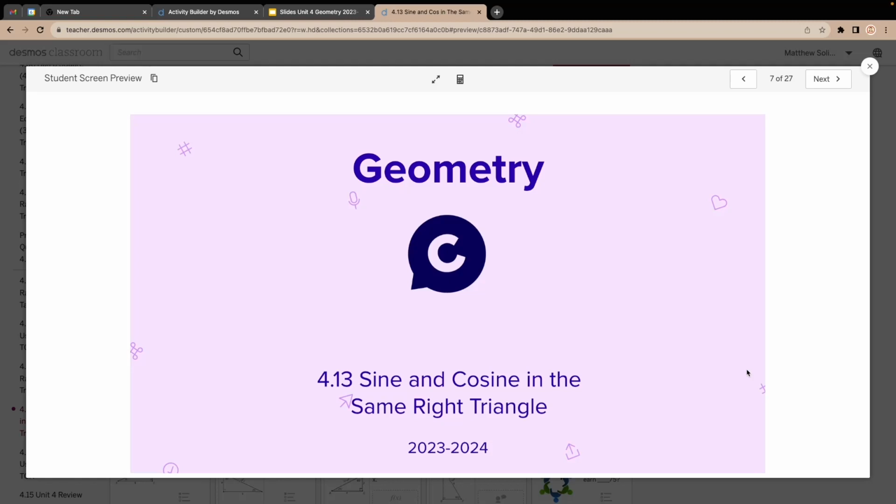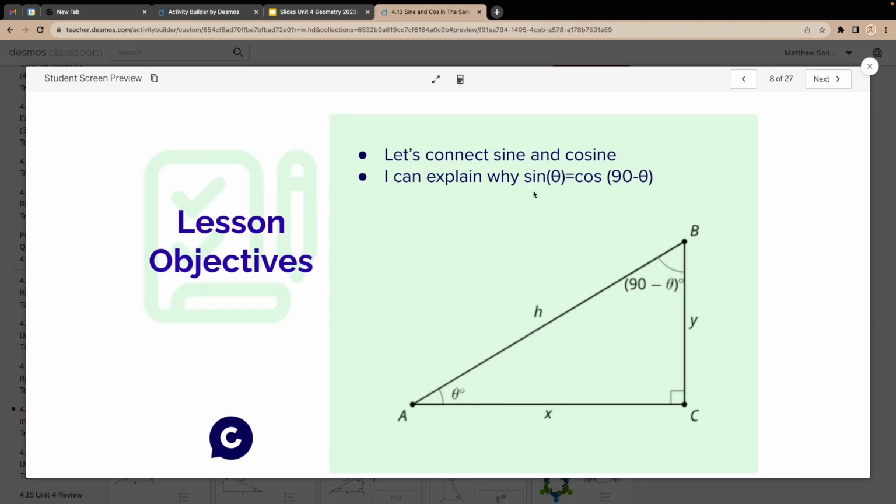Today we're looking at sine and cosine in the same right triangle, just a special situation that happens sometimes in right triangles. And we want to connect sine and cosine in the same right triangle. That's our goal for today.